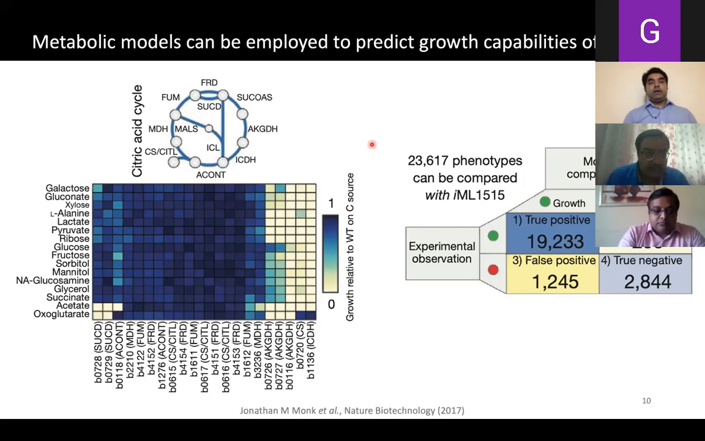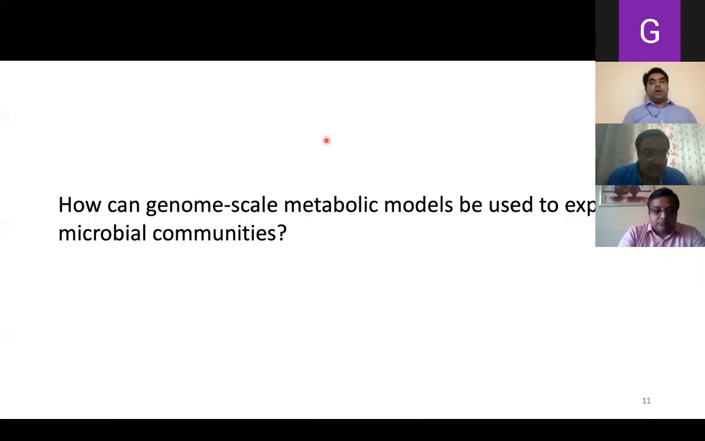Similarly, we can also use this model to perform in silico overexpression of any selected genes. As of now, I was talking about applications of metabolic models of single species. Now we can see how these models can also be useful to explore microbial communities.